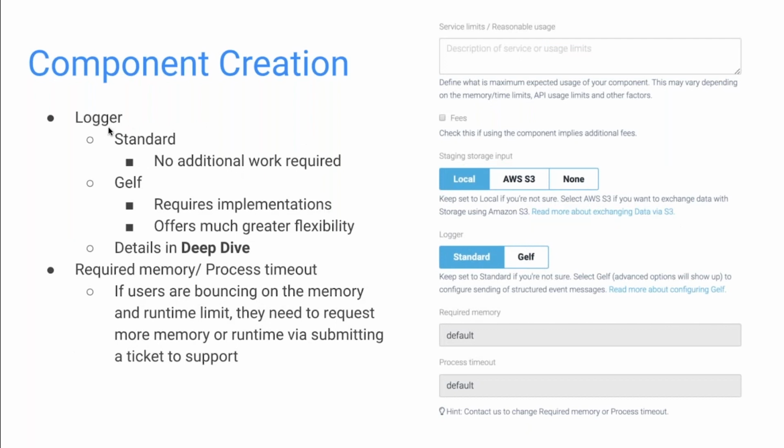All right, logger. So in KBC, there are two types of logger. One is standard and one is gelf. So standard, basically you don't need additional work for it. All you need to do is just output, let's say print or stdout, then that's where the standard logger is. So gelf requires some implementation, but it offers much greater flexibility. So the logger messages will look way neater than the standard ones. And when it's neater, it's easier for the user to tell what went wrong. And there will be more details in the deep dive.